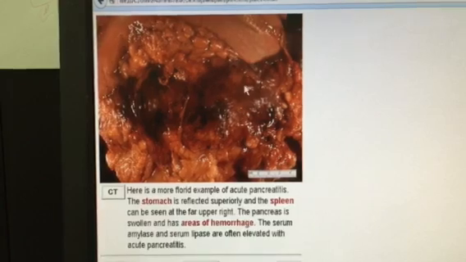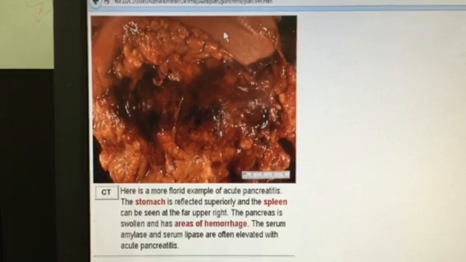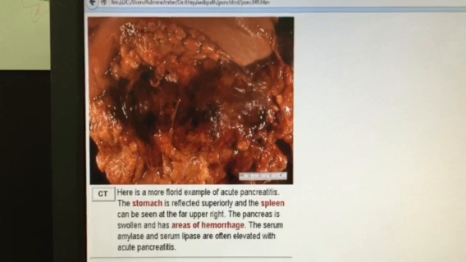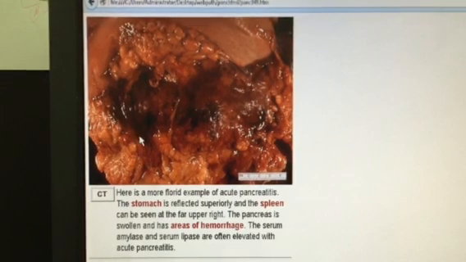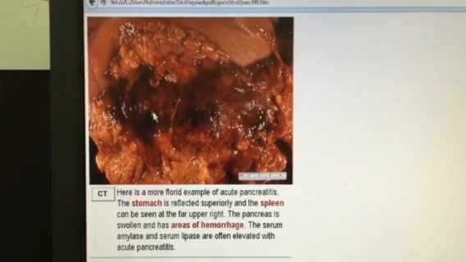The pancreas has in its superior aspect the stomach, and the lateral one is the spleen. Here we can see part of the stomach, and this is the spleen. Here is the head of the pancreas, and here is the tail, with the body in the middle of it. So there is an area of hemorrhage seen here.